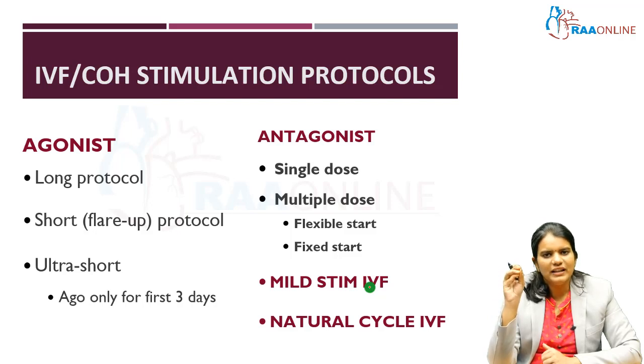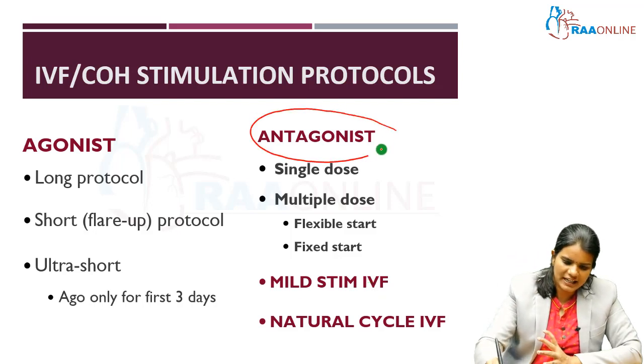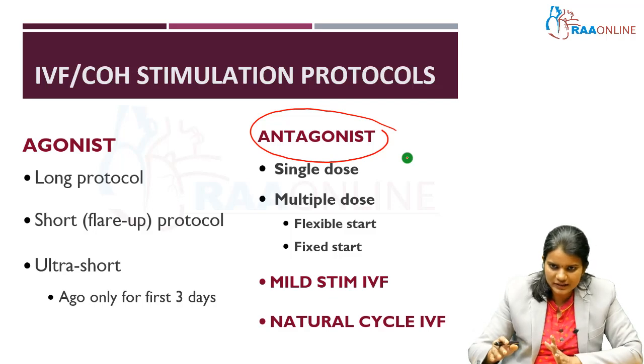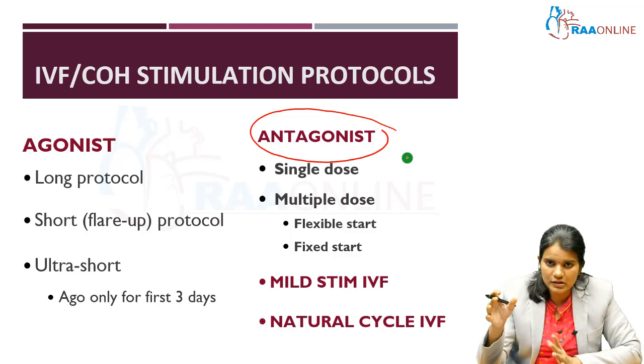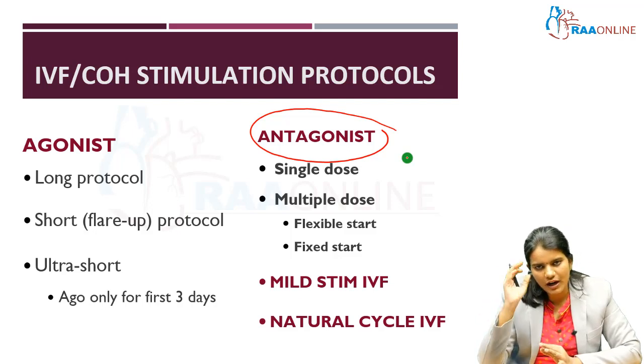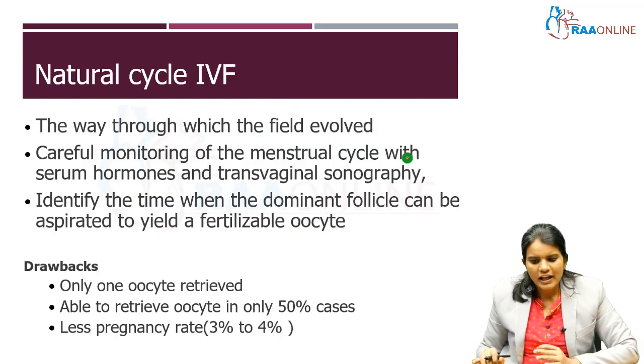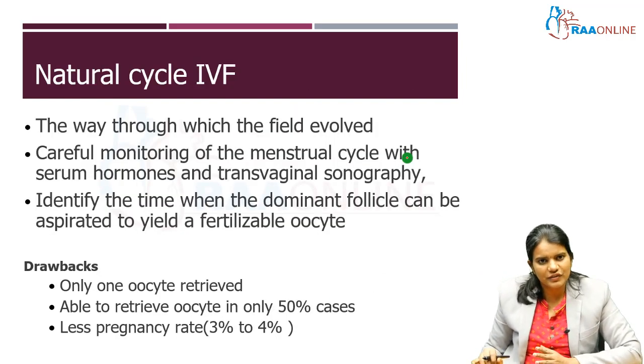Okay. So, basically we commonly use the antagonist protocols. Just for theory purposes, you can just go through all the things. It is definitely used practically also, but as a postgraduate, you should know just the names. That is enough, and a little bit about the protocol and the principles behind the protocols. Okay. Now, natural cycle IVF was the first thing which was developed. They carefully monitored the menstrual cycle with serum hormones and vaginal sonography.